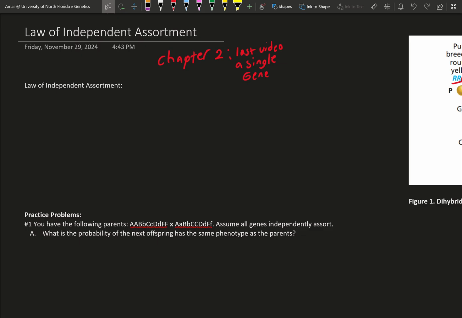To begin with, as we talked about last time, there is something called the law of segregation. The law of segregation is that you have two copies of a single gene carried by an individual, and in the gametes from that individual, those alleles are split equally, so half of your gametes contain one allele and the other half contain the other allele.